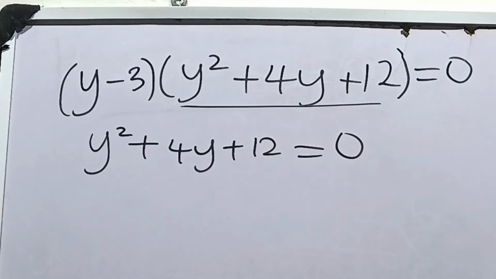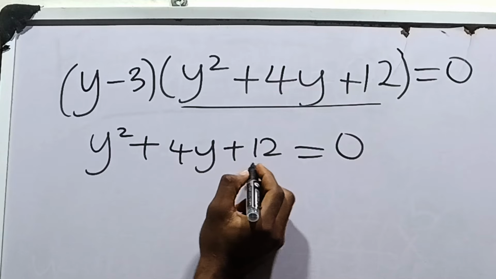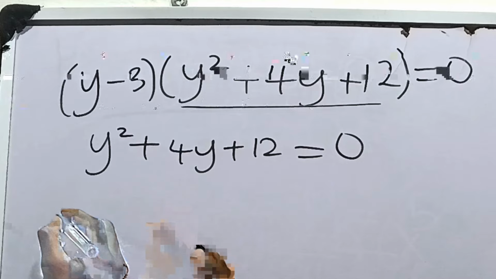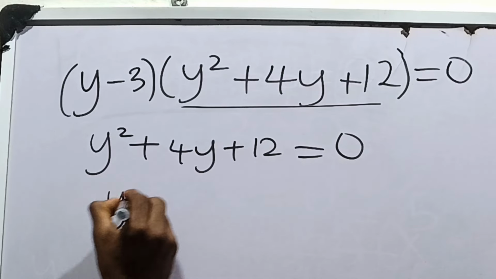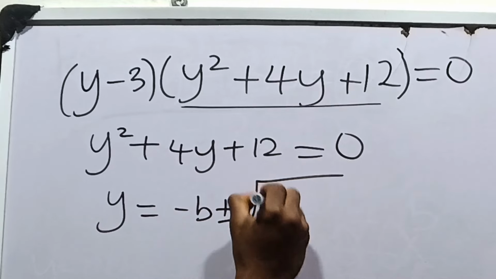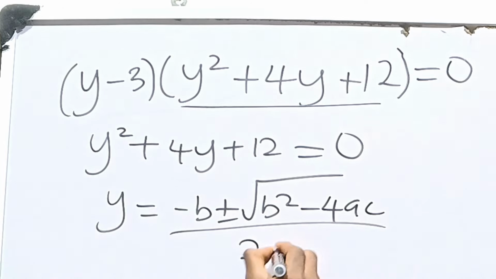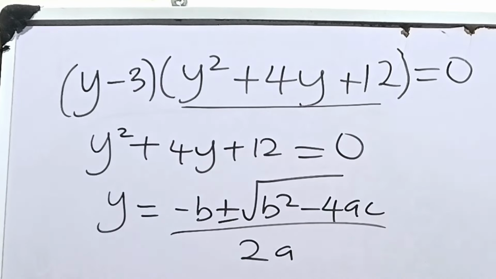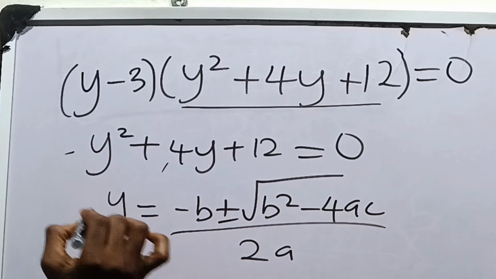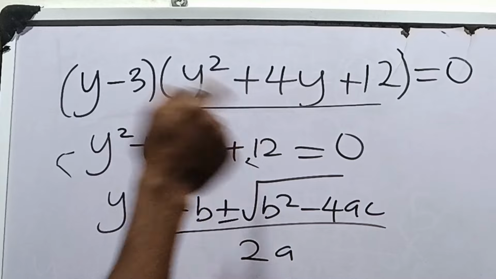Now this is a quadratic equation that cannot be factorized. So we use the quadratic formula. What does the quadratic formula state? Quadratic formula states that y is equal to minus b plus or minus the square root of b squared minus 4ac, all divided by 2a. Now what's our a? a is the coefficient of y squared. So this is a here, this is b here, this is c here. So c is the constant term.